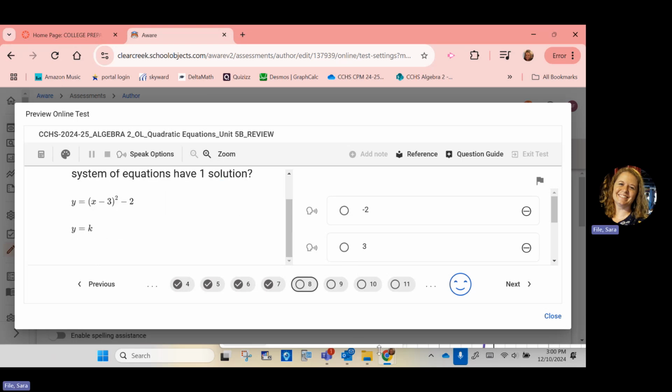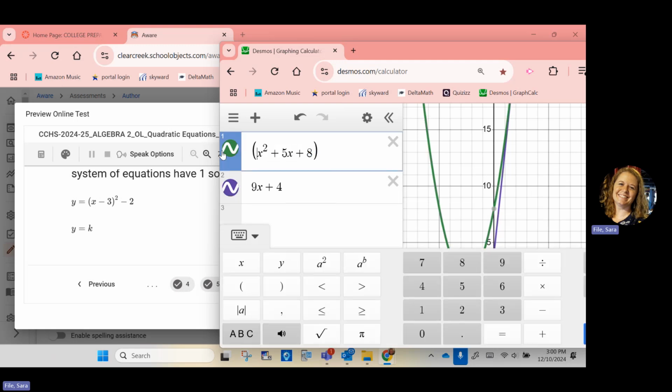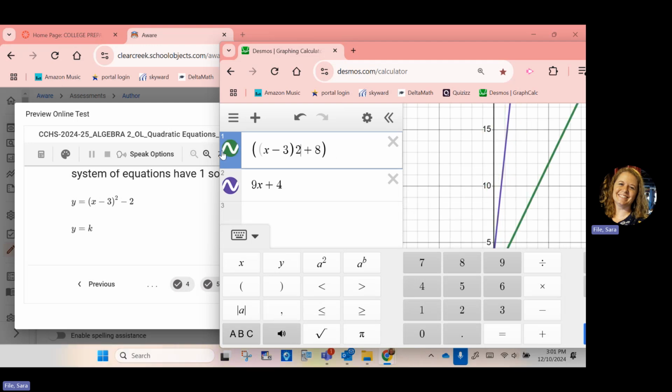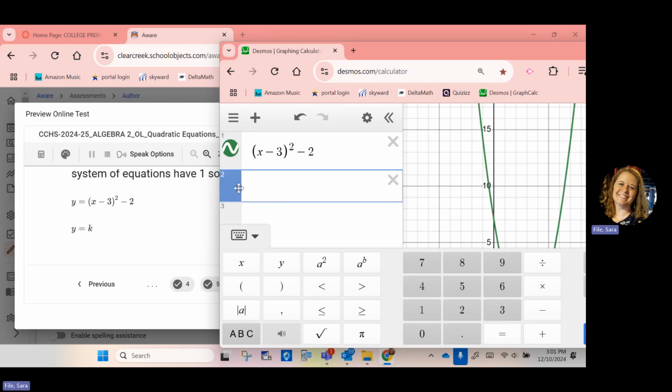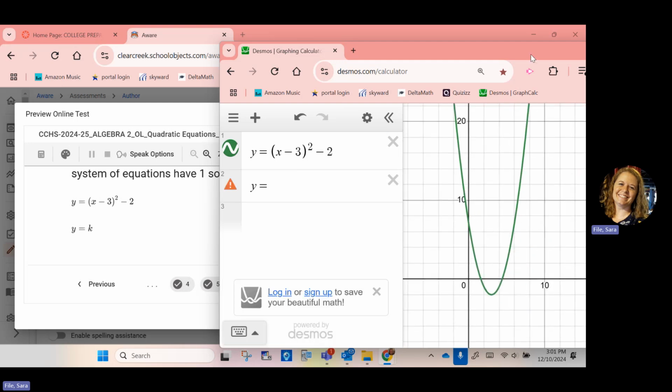So I'm going to type in my quadratic. And they've got this one in vertex form, which doesn't matter. We still just type it in as we see it. And then the line, the constant. If it makes more sense to you, have y equals on both of these, go ahead and have y equals. That's fine. We've got our parabola over here, and we're just wondering y equals what? What k value would make a line that only intersects this parabola one time?